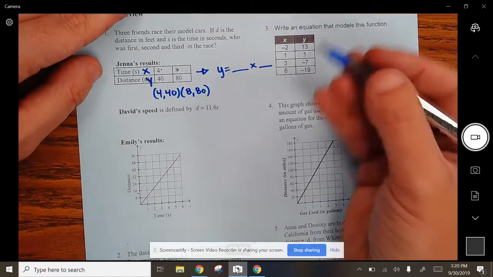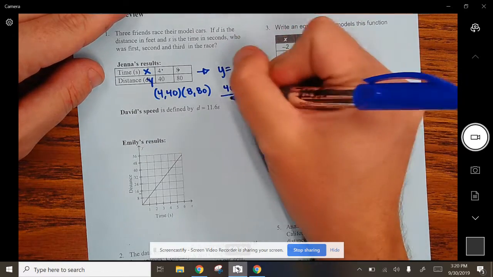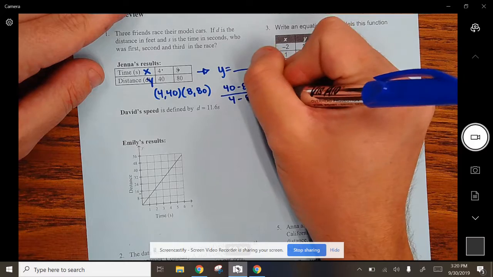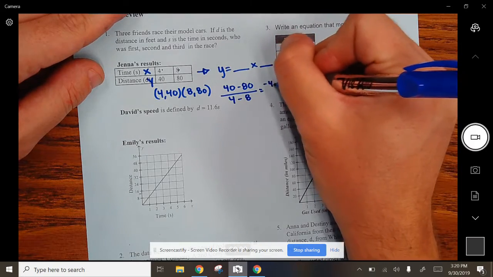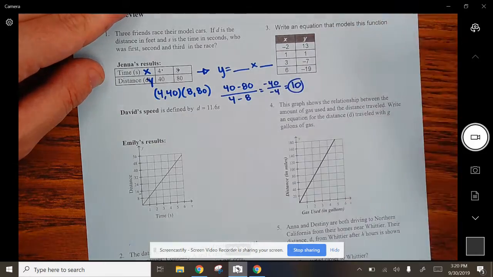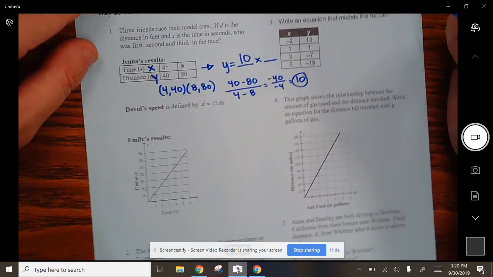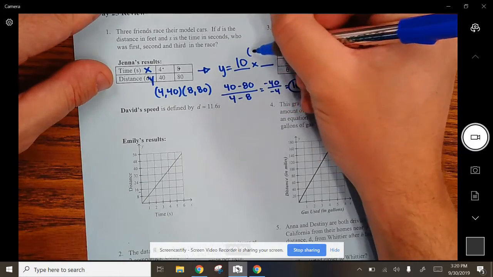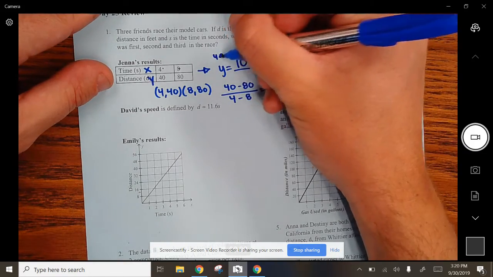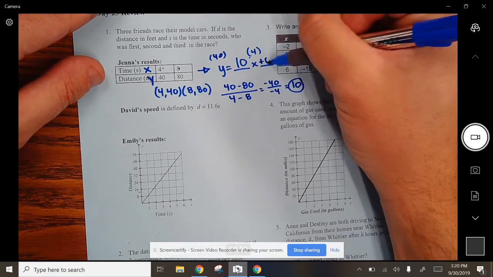If I go ahead and set this up, I get 40 minus 80, 4 minus 8. And I get negative 40 over negative 4, which equals positive 10. And I just found my slope. Slope is going to be 10. All right, now that I know my slope is 10, plug in a coordinate. If I plug in 4 here and 40, 4 times 10 is 40 and equals 40, so it's plus 0.